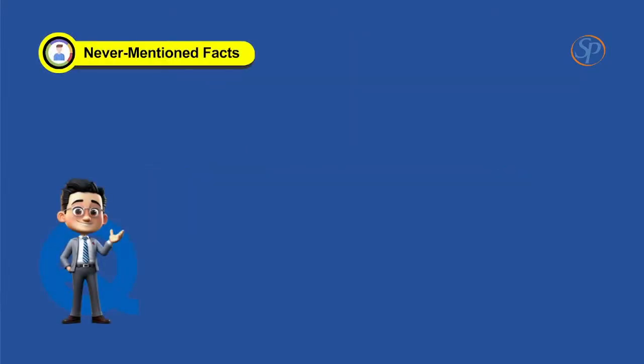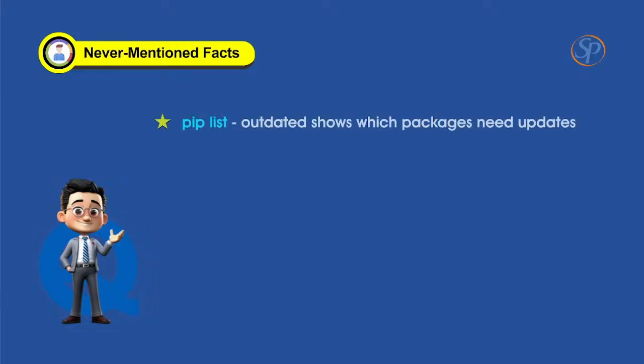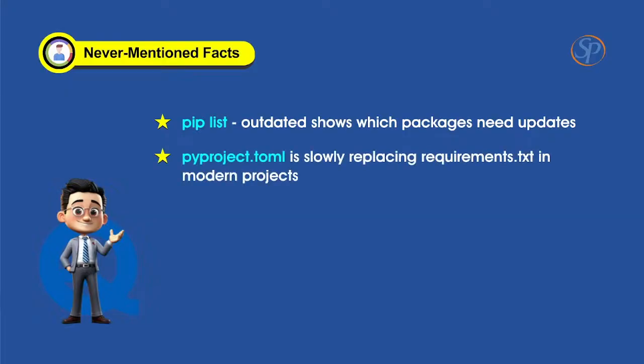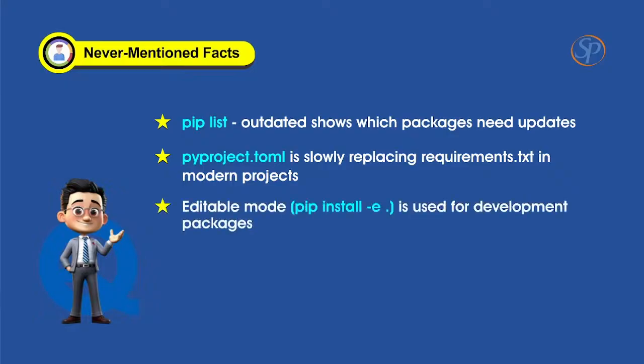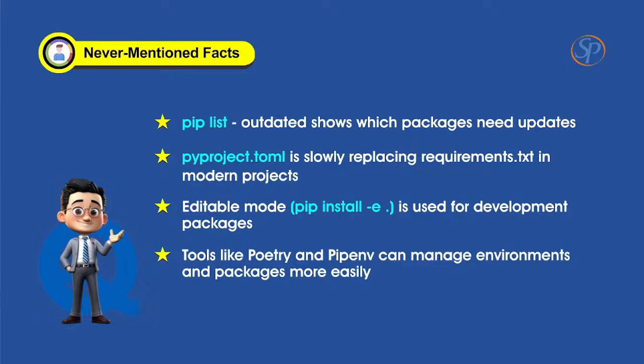Little-known facts. Some useful things people rarely talk about. pip list --outdated shows which packages need updates. pyproject.toml is slowly replacing requirements.txt in modern projects. Editable mode: pip install -e is used for development packages. Tools like Poetry and pipenv can manage environments and packages more easily.